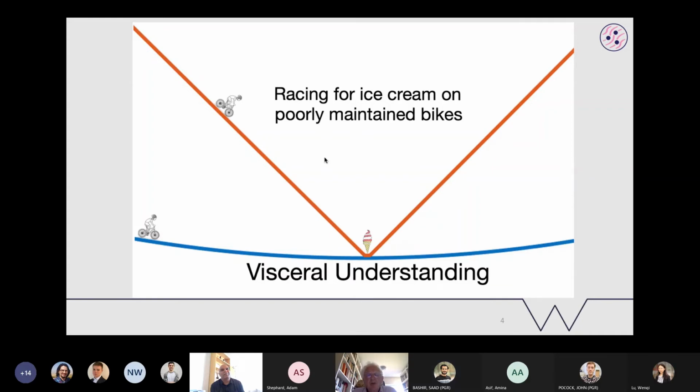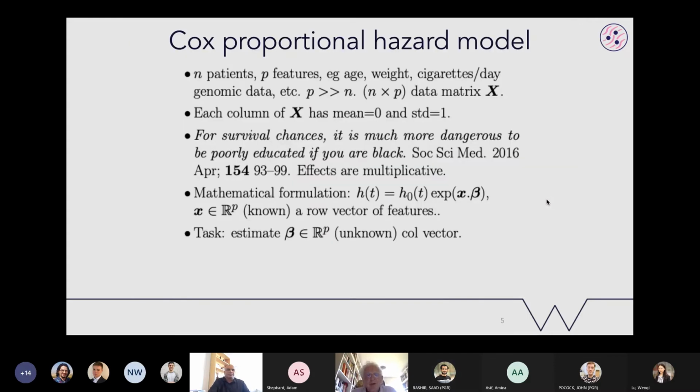they're racing on poorly maintained bikes, so that this lower cyclist probably gets exhausted about here and has to get off his bike and drag it towards the ice cream. In the meantime, the one on the faster slope has gobbled it up. So I can remember it this way: the L1 penalty for large W gobbles up the smaller W's.